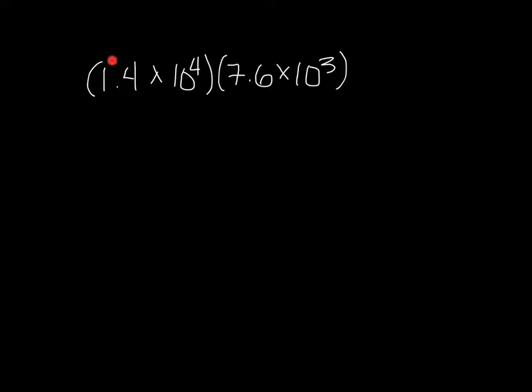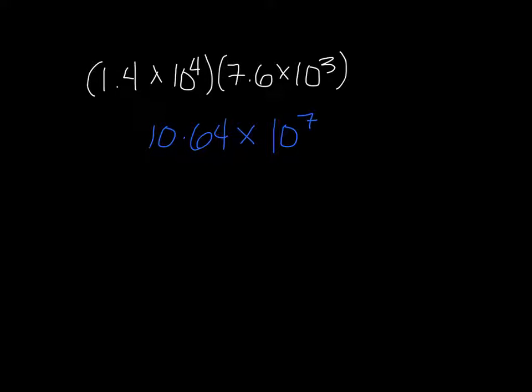And what I'm going to do is rearrange it so I take these first numbers and multiply those. If I multiply those first numbers together, I'm going to get 10.64. And then I'm going to multiply the tens together, and since they're the same base and I'm multiplying, I'm going to add the exponents. So then I get 10 to the 7th, 4 plus 3 is 7. Okay, so I've got 10.64 times 10 to the 7th.